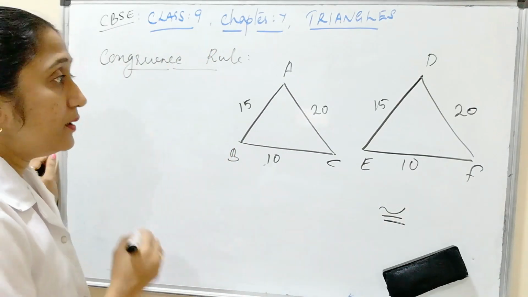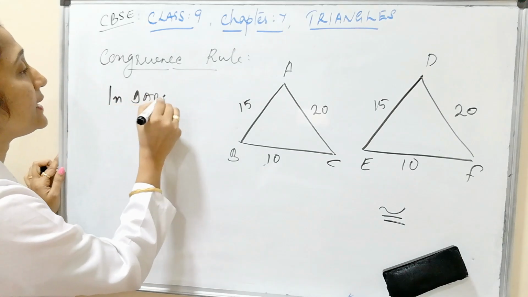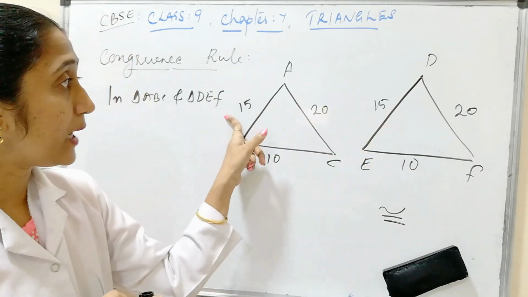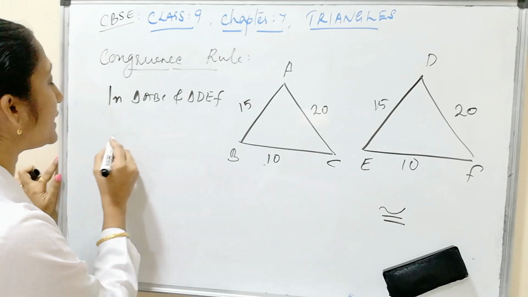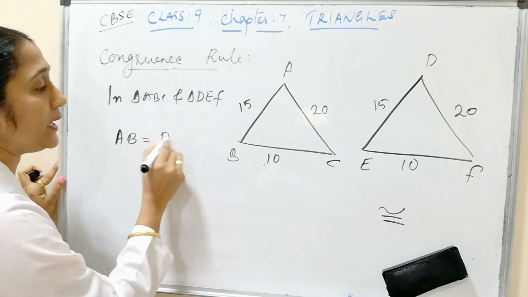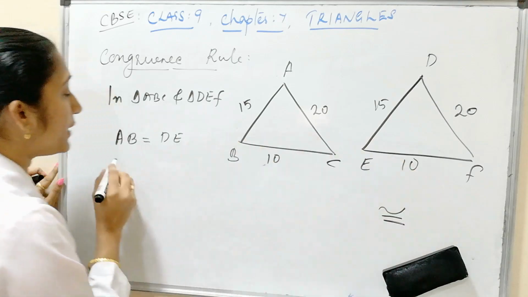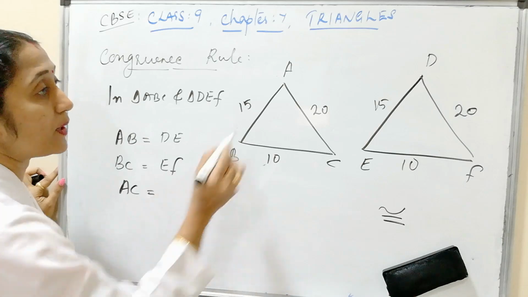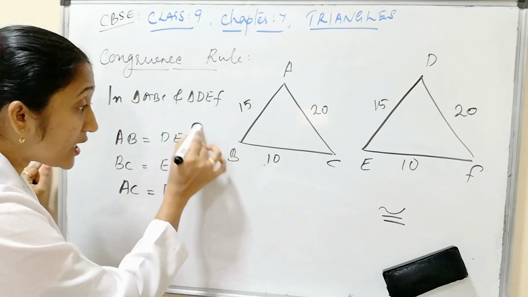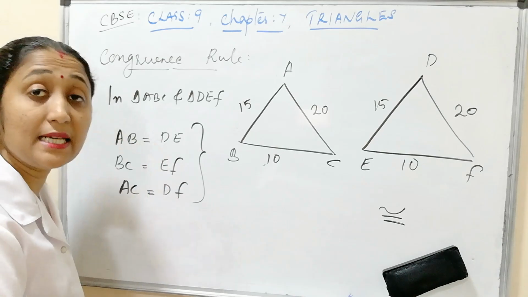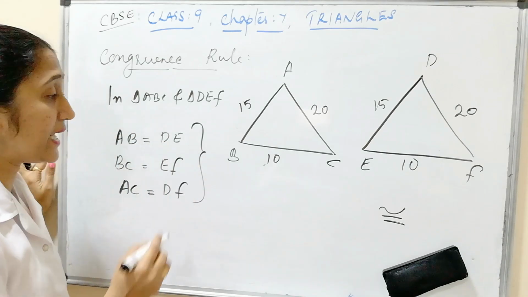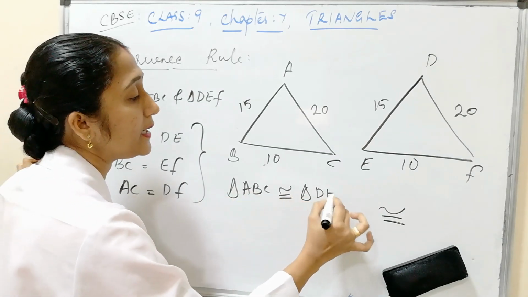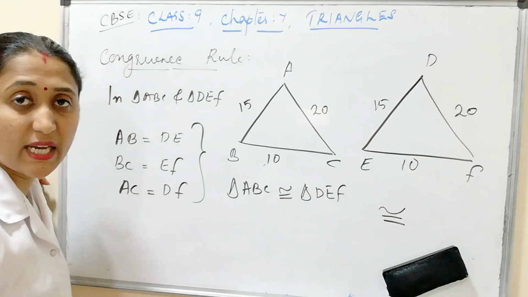In triangle ABC and triangle DEF, see the figures. AB is 15 and DE is 15, so we can write AB equal to DE. BC and EF are equal, BC equal to EF. And AC equal to DF. These three sides are equal. Then we can say that triangle ABC is congruent to triangle DEF. This is the congruence, with any three conditions.